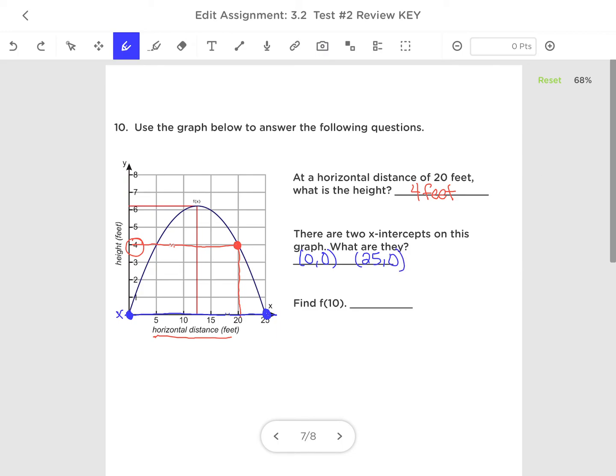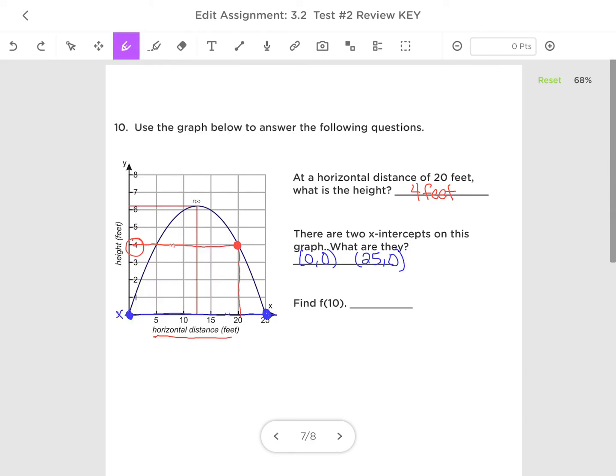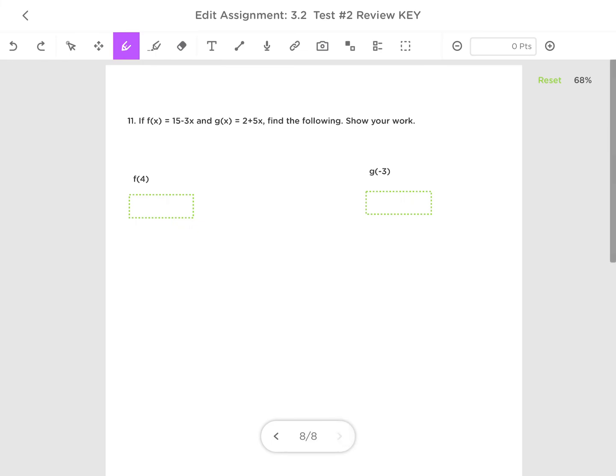Okay. Lastly, it wants us to find f of 10. So I find 10. So here's 10 on the x-axis. Remember, when it's in the parentheses, that's the x value. So x equals 10. We want to know what the height is. So I look for the height. It's right here, which goes with 6. So f of 10 equals 6. Not too bad.